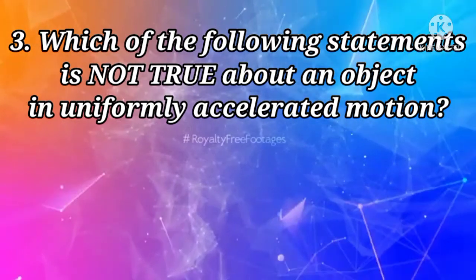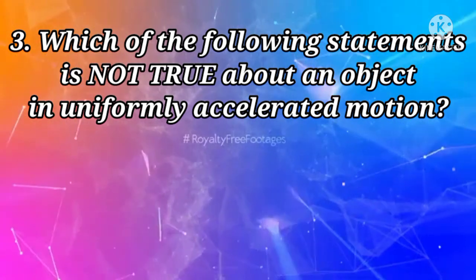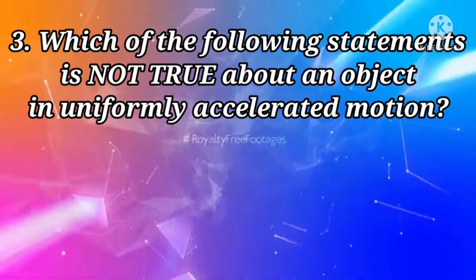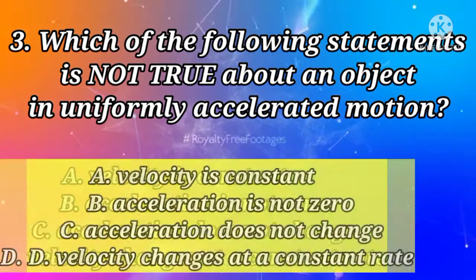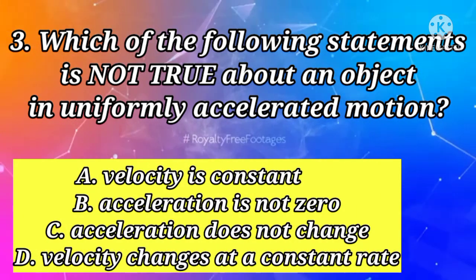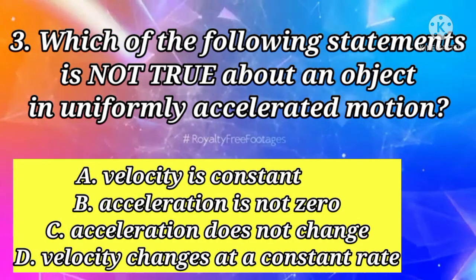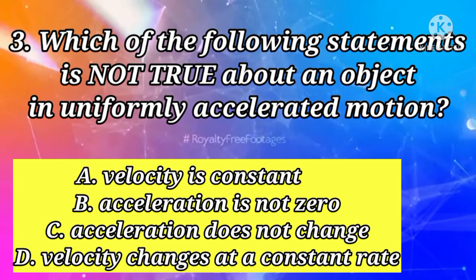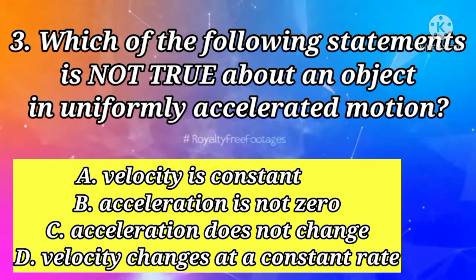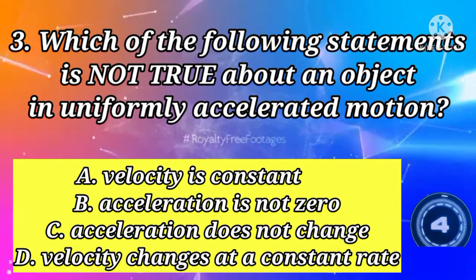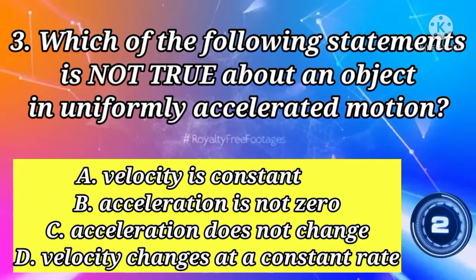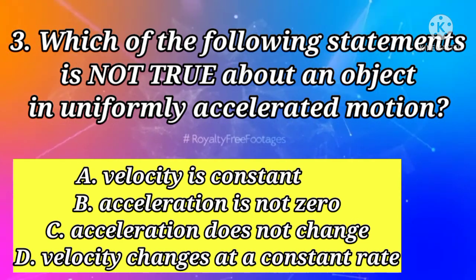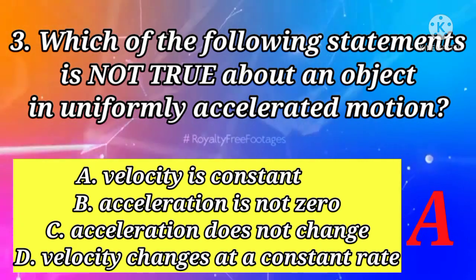Question number 3. Which of the following statements is not true about an object in uniformly accelerated motion? A. Velocity is constant. B. Acceleration is not zero. C. Acceleration does not change. Or letter D. Velocity changes at a constant rate. The correct answer is letter A. Velocity is constant.